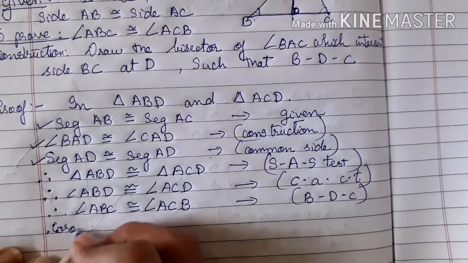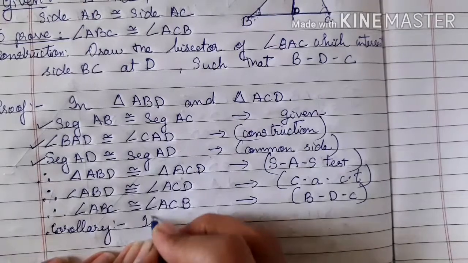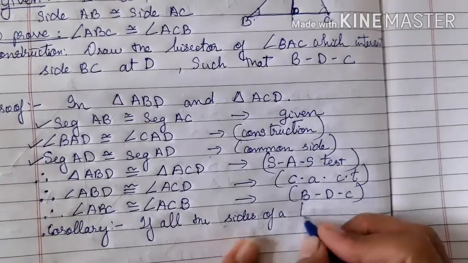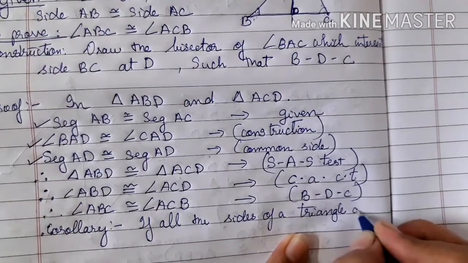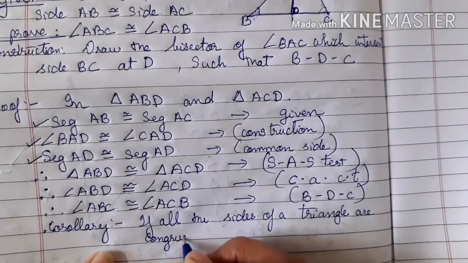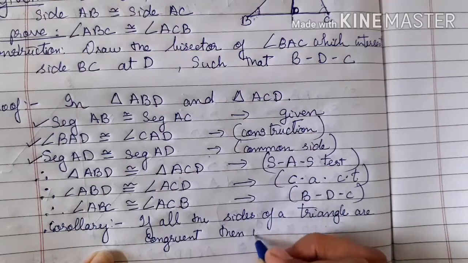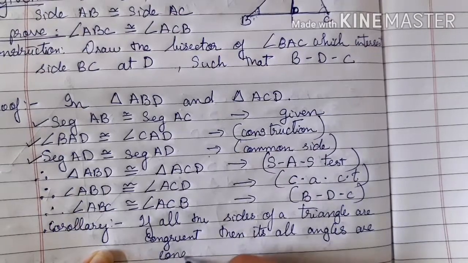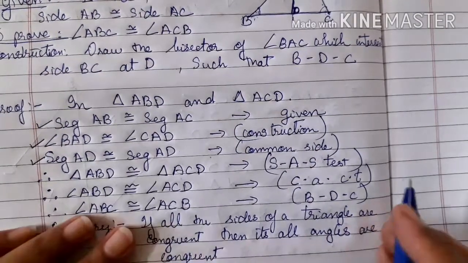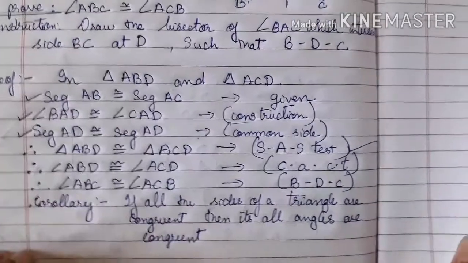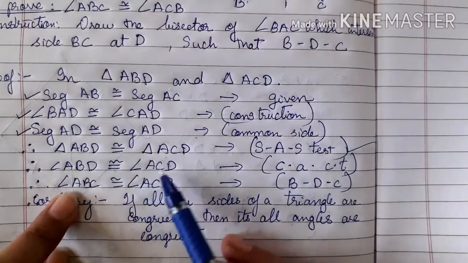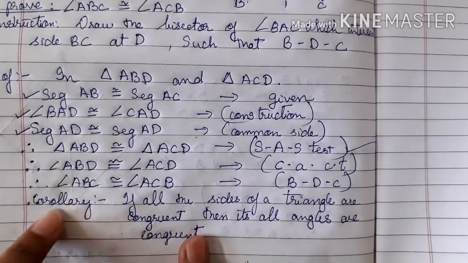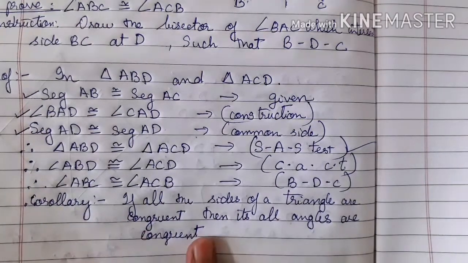So the converse is such that if all the sides of a triangle are congruent, then all its angles are congruent. What we had to do was find the answer only till here, but from this we got that the sides and the angles are congruent to each other, therefore it forms a corollary, and it can be explained in this way also.